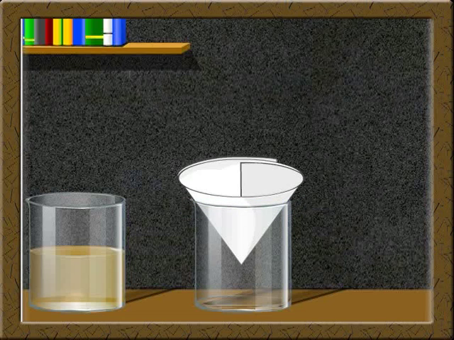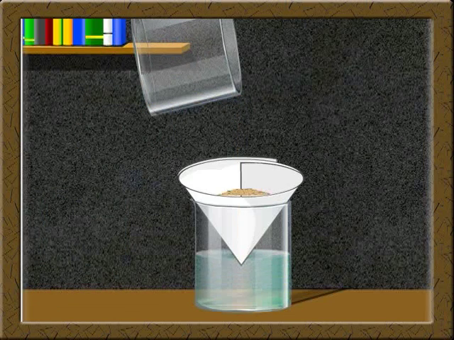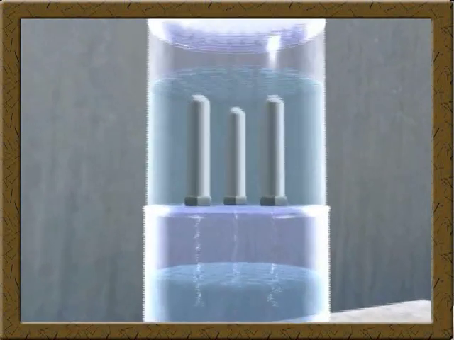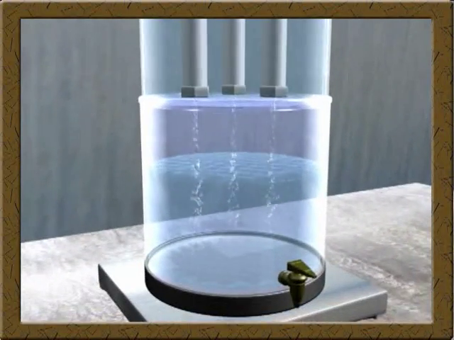Place the beaker under the funnel. Now pour some muddy water into the filter paper. Then the mud particles settle on the filter paper, which is placed in the funnel, and the clean water is collected into the beaker. This method is called filtration. Nowadays we get water purifiers.